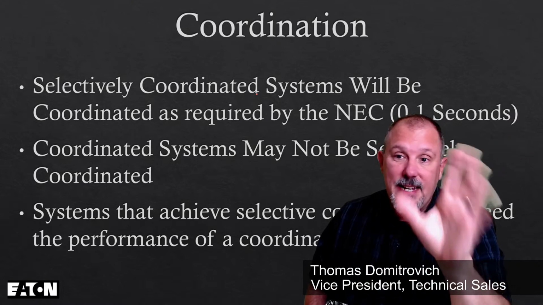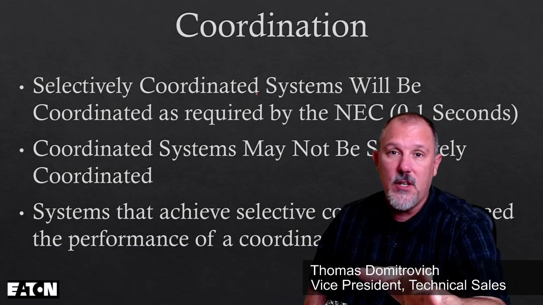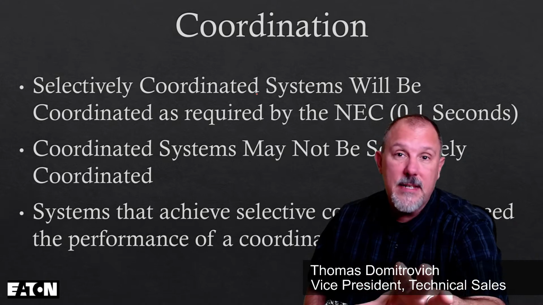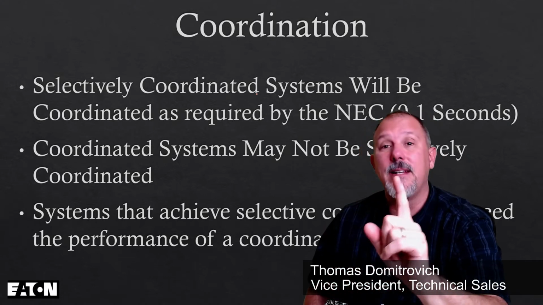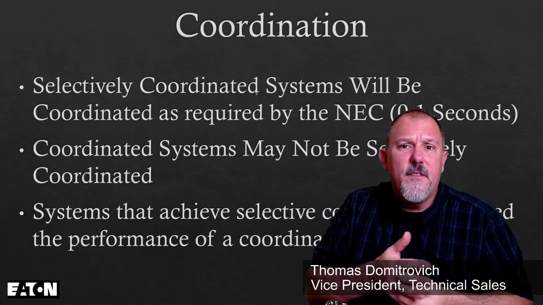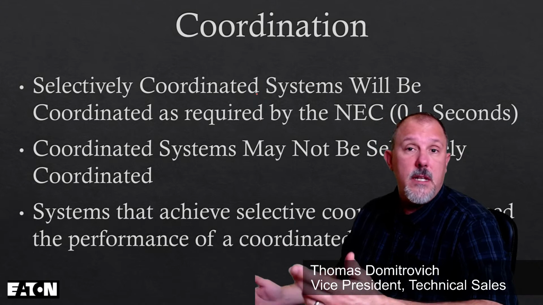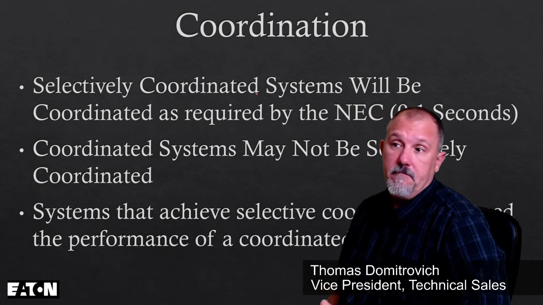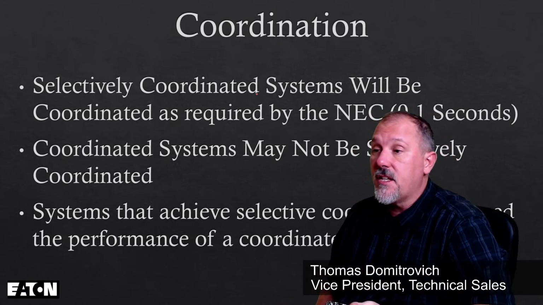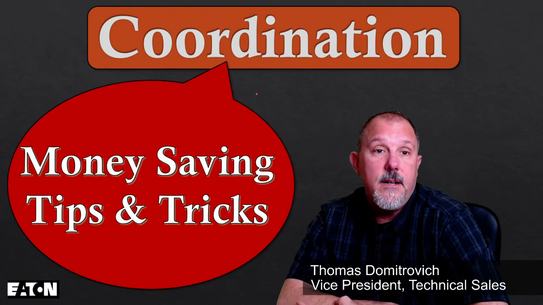Some key takeaways. A selectively coordinated system will always meet the requirements of 0.1 seconds. So if you selectively coordinate, you've gone above and beyond a 0.1 second requirement. Coordinated systems may not be selectively coordinated. The reason I say may not be is because it's driven by the fault current, and your fault current may be low enough that it's less than the instantaneous pickup of the upstream device, and it's coordinated, and it meets selective coordination. Systems that achieve selective coordination exceed the performance of a coordinated system, and that's basically the gist of it.